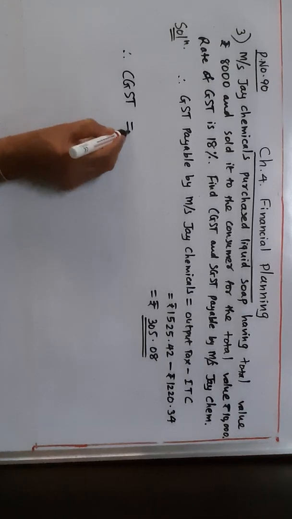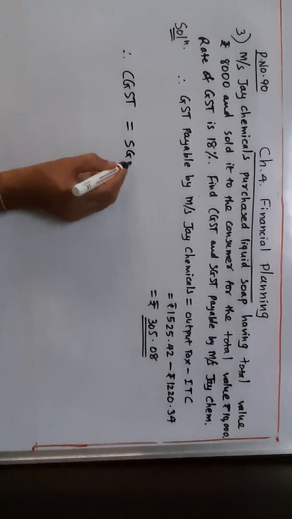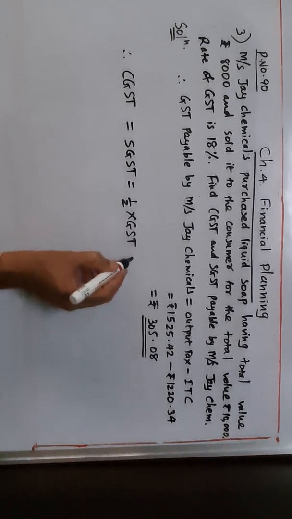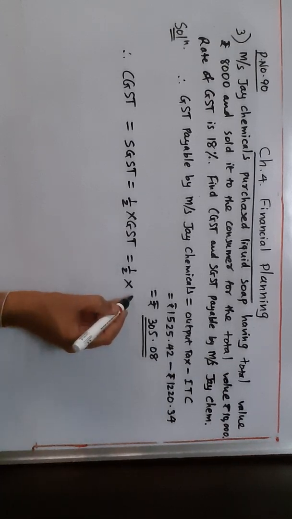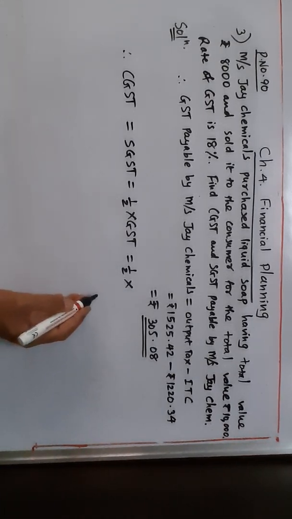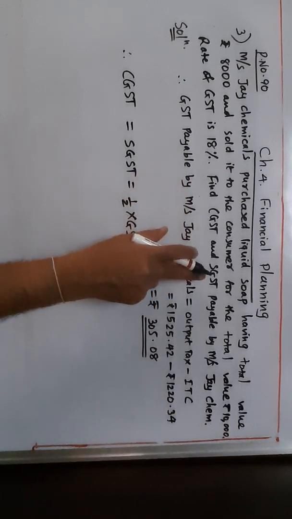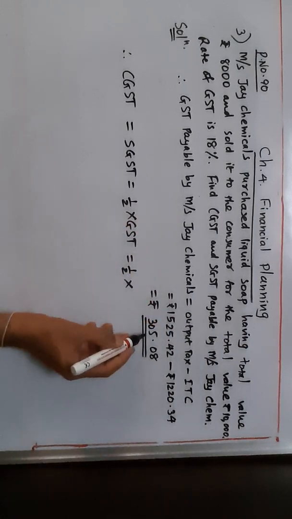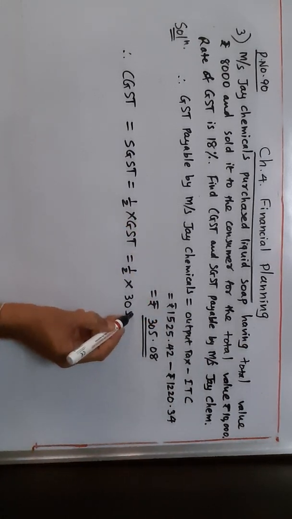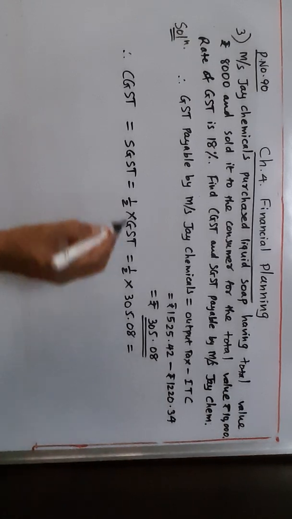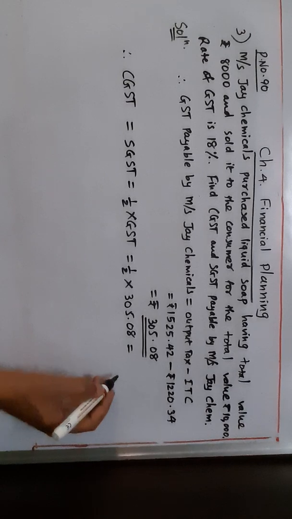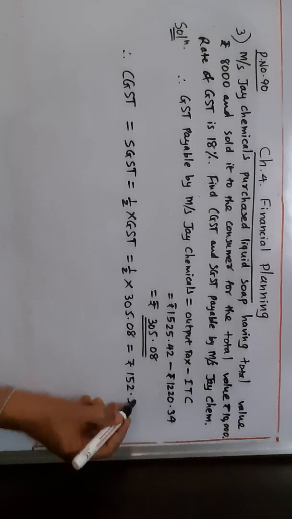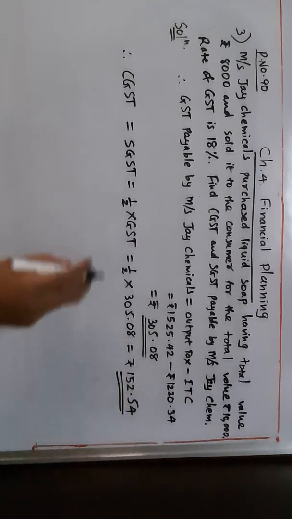Remember, CGST is equal to SGST, the state government comes, and both are actually half of GST, half multiplied by GST. So half of this GST, which is paid by Messrs J Chemicals. CGST and SGST payable by Messrs J Chemicals, not by the manufacturer. So Messrs J Chemicals pays this much GST. So half of this will be each CGST as well as SGST. So rupees 152 and paise 54 each. So both CGST and SGST we can get.